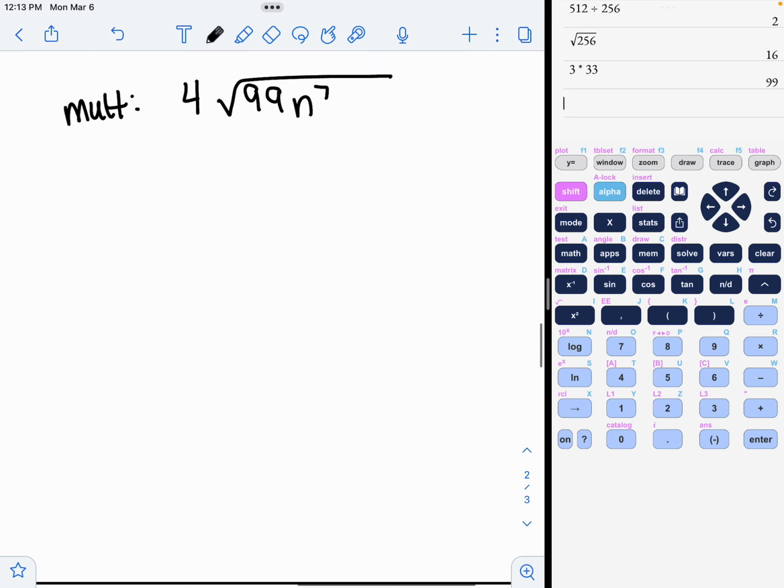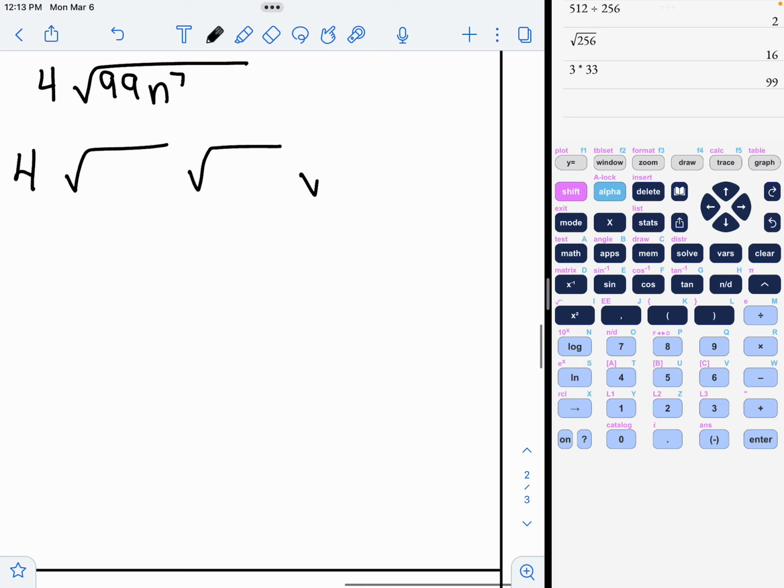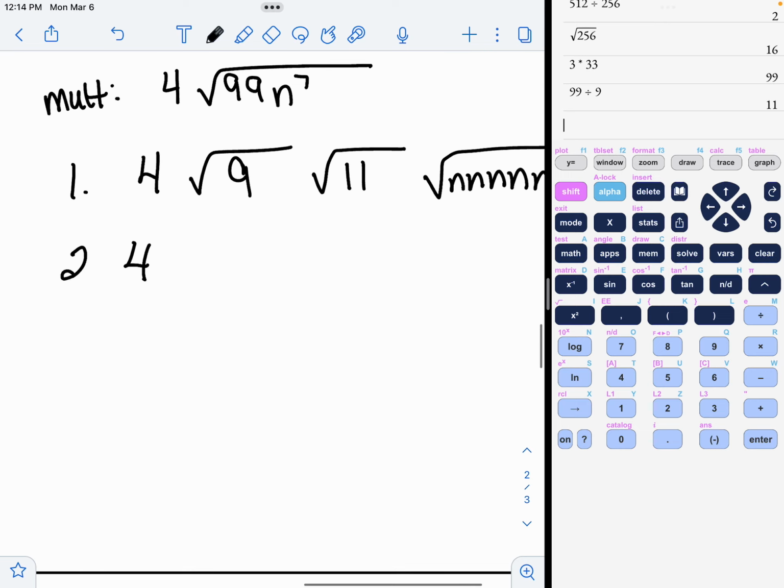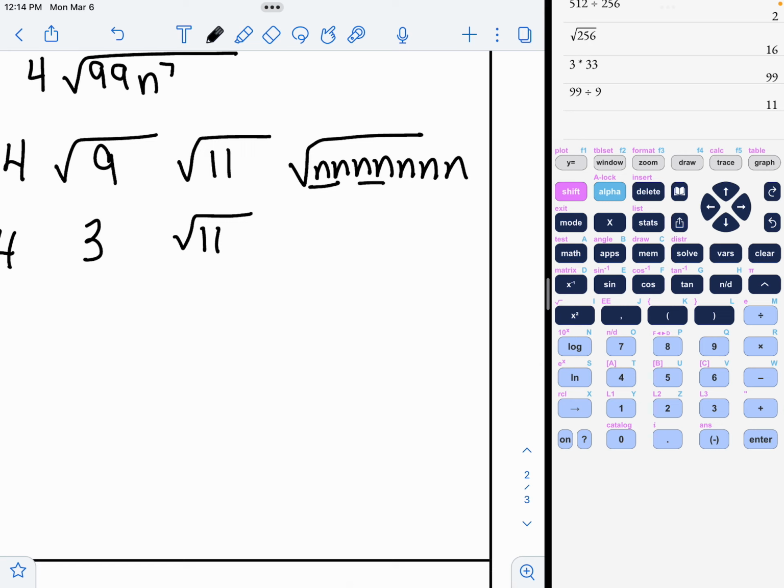Now what we're going to do is just go through our normal steps. So drop down your 4. The 99 is going to get broken apart, and then the n to the 7th is going to be 1, 2, 3, 4, 5, 6, 7. 99 divides by your list, but you would have to work all the way down till you got 9 and 11. So in step 2, the 4 drops down, the square root of 9 becomes a 3, the square root of 11 stays, and we have to pair up our n's.